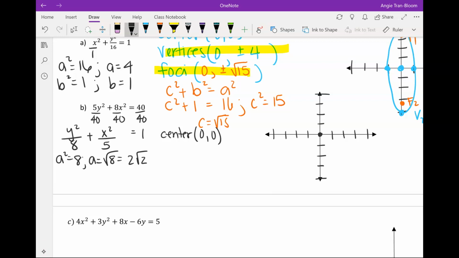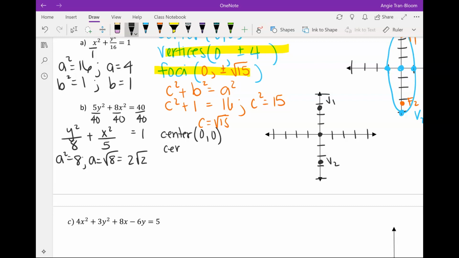Now, I don't need a perfect decimal. How would you plot rad 8? Rad 8 is in between what two integers? 2 and 3. Would that be okay? It's like rad 9 is 3, so I'm going to put it slightly closer to 3 if that's okay with you. So V1 and V2.